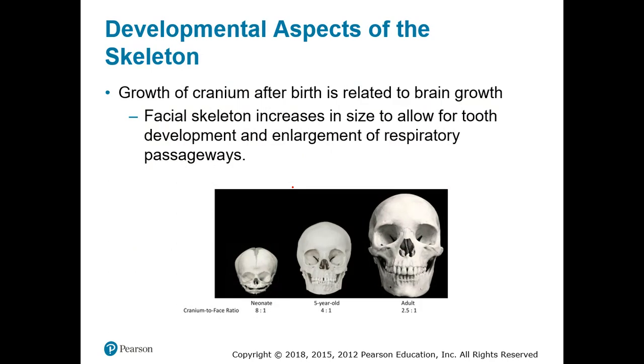Another thing that I want to point out for the skull is that we have our facial part of our skull. And the facial skeleton is going to increase for 2 reasons. And typically, we see the facial skeleton kind of come out when you start turning like 5 or 6 years old. You kind of see the different shapes taking place in a child's skull. And this is because it allows for tooth development, and we want to enlarge or make our respiratory passageways bigger.